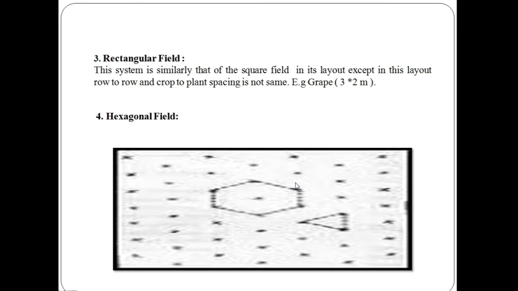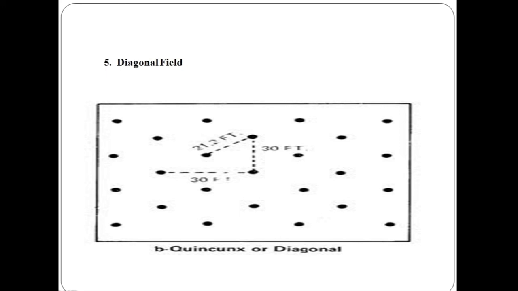Hexagonal field. In this field, vegetable crops are planted in each corner of an equilateral triangle. In this way, we can plant 6 trees in the corners and the 7th one in the middle of the field. Planting distance must be the same for a hexagonal field. Next we have diagonal field. In a diagonal field, it is completely different from other fields as the layout is double as compared to a square field.